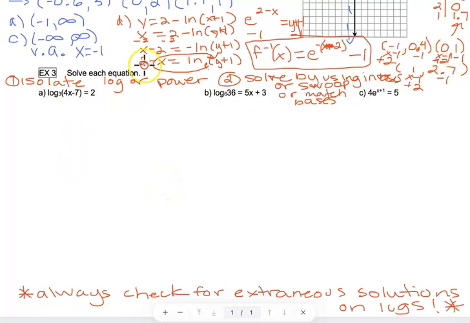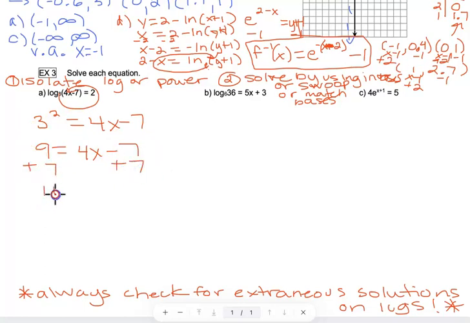So when I look at step 1, isolate the log. All I have is a log on the left side. It's got the log, it's got the base, it's got the input. That's a single logarithm. So that means that I can convert it to the exponential form by using the swoop method. So I can write 3 to the second power equals 4x minus 7. 3 to the second power is, of course, 9. So now it's a simple linear equation to solve. So add 7 to both sides, then divide by 4, and I get x equals 4.